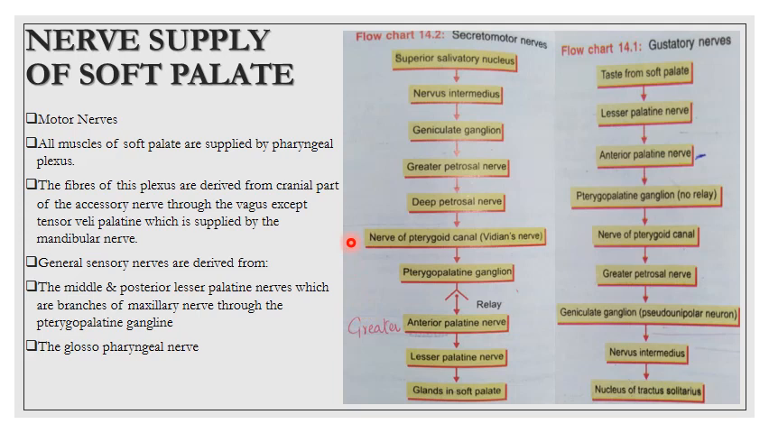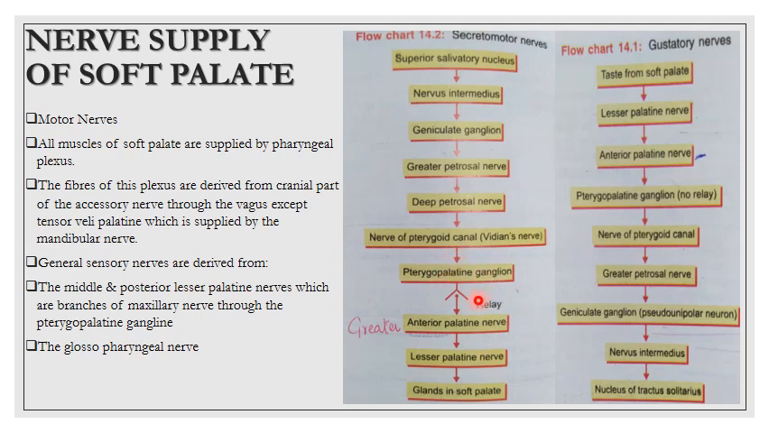Now the mucosa of the soft palate contains some glands and few taste fibers. So the secretomotor and gustatory pathways are as follows. First of all, the secretomotor fibers. The preganglionic fibers arise from the superior salivatory nucleus, then pass through the nervus intermedius into the geniculate ganglion, where there is no relay of these fibers, and they pass through the greater petrosal nerve, then deep petrosal nerve, then to the nerve to the pterygoid canal. Then these fibers reach the pterygopalatine ganglion.